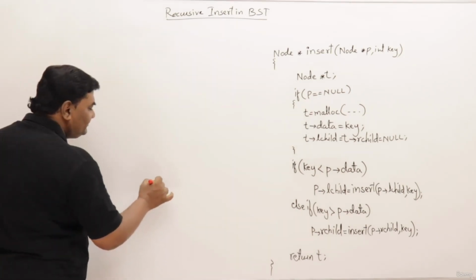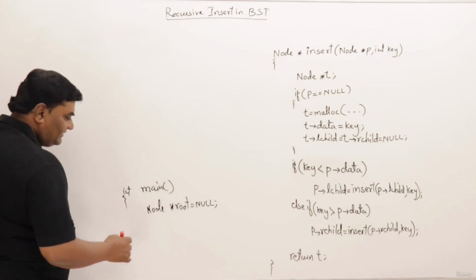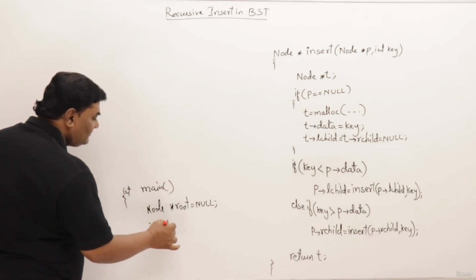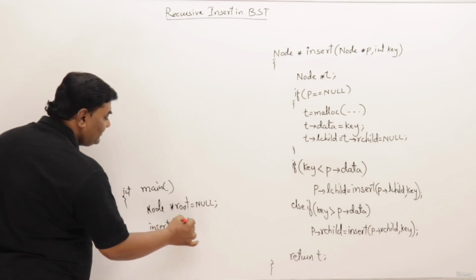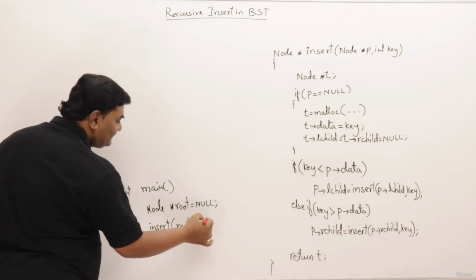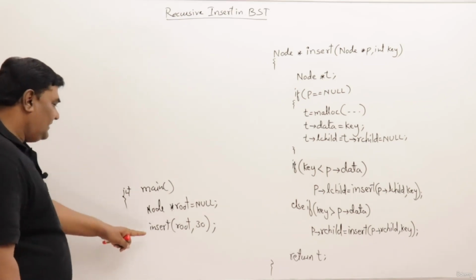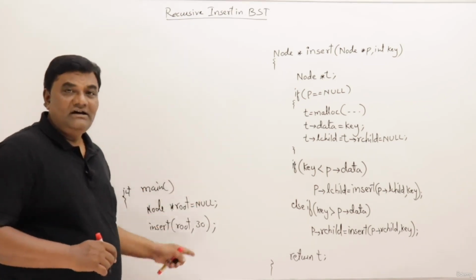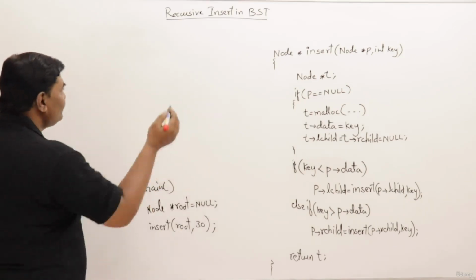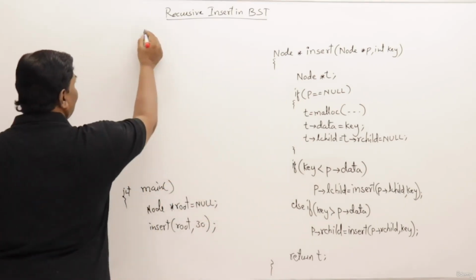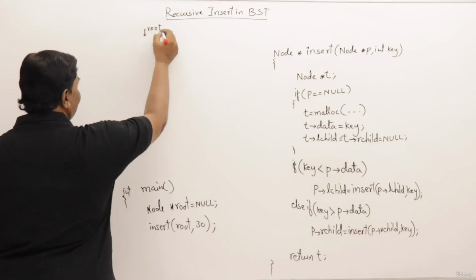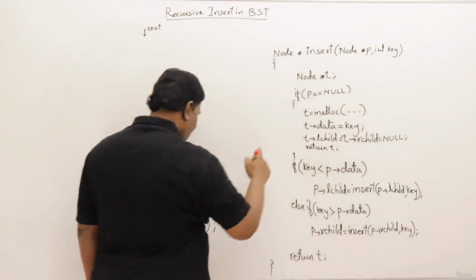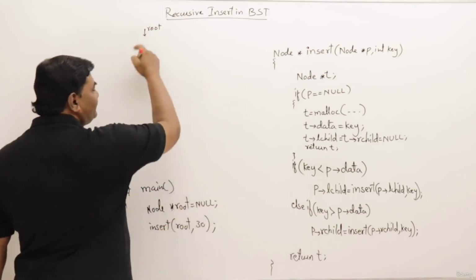Suppose from the main function, I have a root pointer which is already null. The first key I will insert, I will call the insert function by passing this root and the key 30. I am calling the insert function for the first time by passing root, which is null right now, and the key 30. Let us see how this works. Right now root is null, so when I call insert by passing root, that root is p here and it is null.